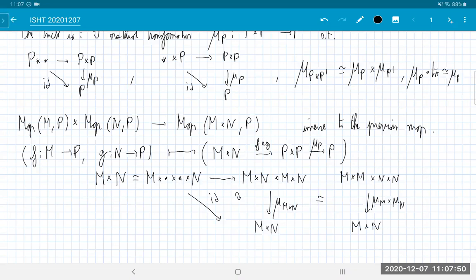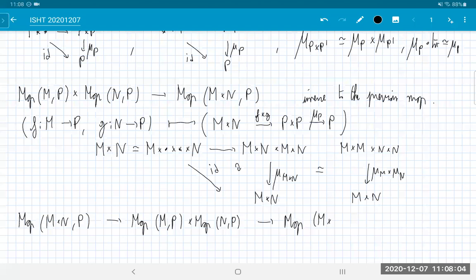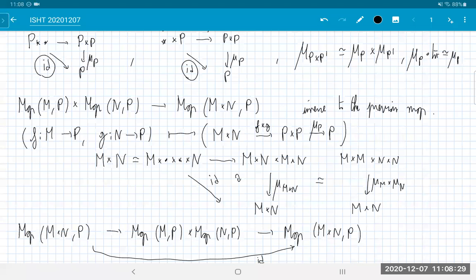So this gives you the composition from maps of m times n into p to maps of m times p, and p, and then back here is the identity. If you write down what this composition does, it's exactly pre-composing your map with this composition here, and so it's going to be the identity. And the other is easier. The other is pre-composing your pair of maps with these two arrows here.